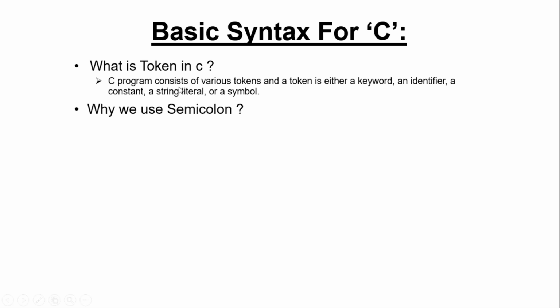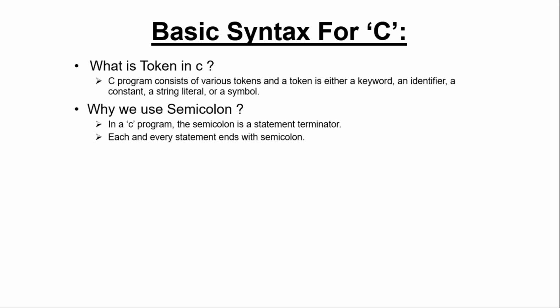Let's move on. Why do we use a semicolon in a C program? In a C program, the semicolon is a statement terminator. Each and every statement ends with a semicolon. You must write a semicolon whenever you end a statement in C language, to end one logical statement. You write the semicolon when your logical statement is completed.